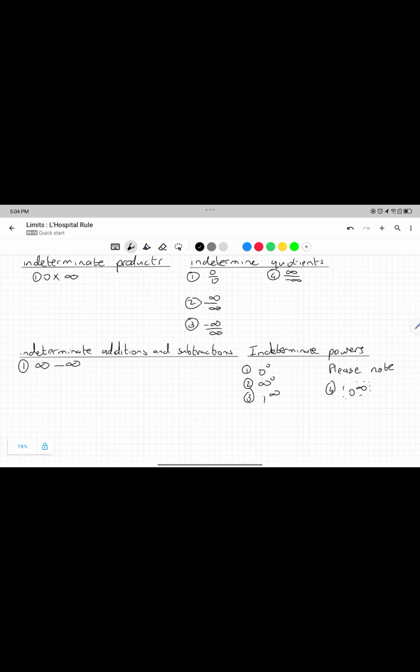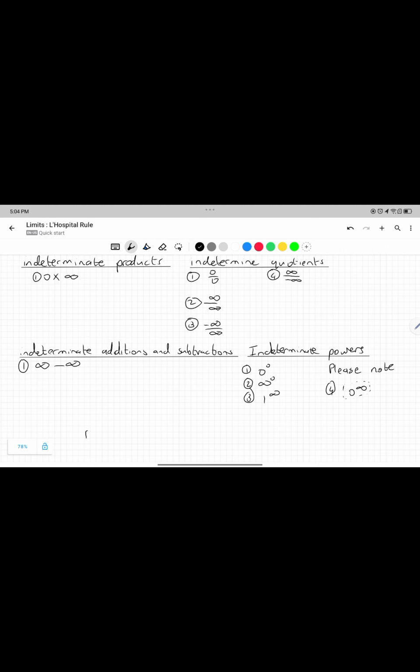Okay, so yeah, those are the indeterminate forms I know of, or rather, revising of. So 0 times infinity is indeterminate, 0 over 0 is indeterminate, infinity over infinity is indeterminate in any form. Infinity minus infinity is indeterminate. 0 to the 0 is indeterminate. Infinity to the 0 is indeterminate. 1 to the infinity is indeterminate.